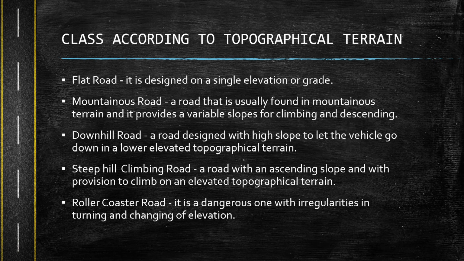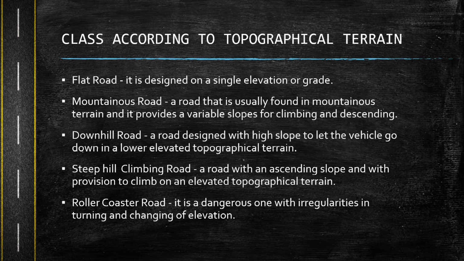Next is downhill road, a road designed with high slope to let the vehicle go down to a lower elevated topographical terrain. Steep hill climbing road is a road with an ascending slope and with provisions to climb on an elevated topographical terrain. For roller coaster road, it is a dangerous one with irregularities in turning and changing of elevation.